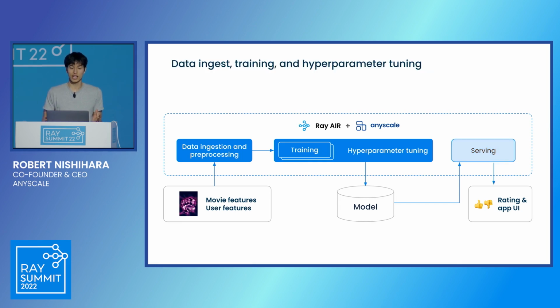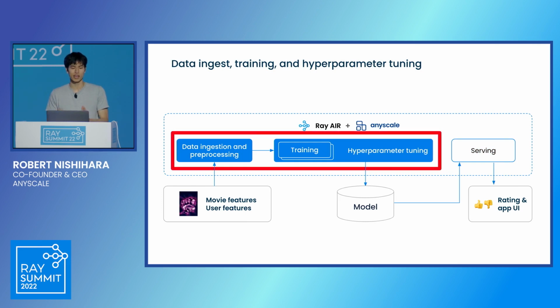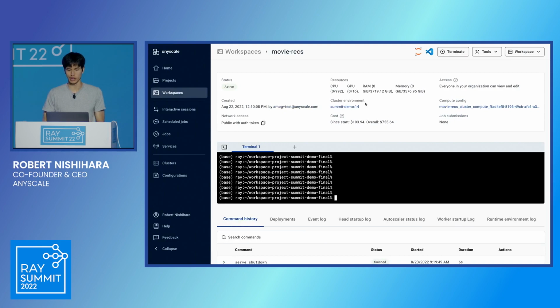OK, so let's actually dive in. I want to start by implementing everything in the red box, everything from data ingestion to training to hyperparameter tuning. And then we'll get to the next part. And so to implement this, I'm going to switch over to the Anyscale UI to show you what I'm doing. OK, so here I have an Anyscale workspace started up. You don't have to read the text. I know it's small. The details there are not super important.